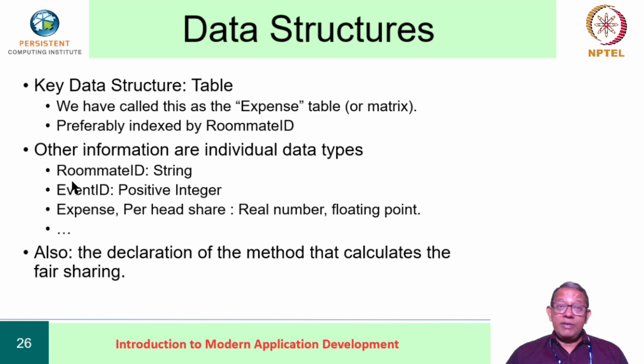The other pieces of information are really individual data types. For example, the roommate ID is a string. The event ID is a positive integer. The expense or per head share or such objects are real numbers, floating point numbers. We will also need the declaration of the method that calculates fair sharing. That's one important function processing to be done in this solution.